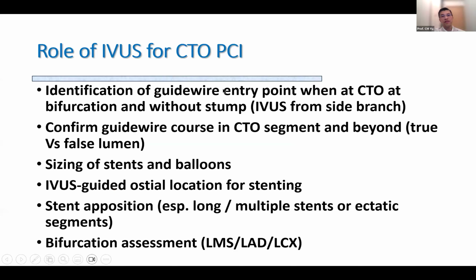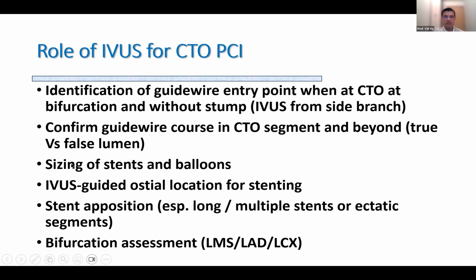So in terms of the role for IVUS for PCI, especially for CTO, I think it's very helpful because it can help to identify the guidewire entry point when CTO at the bifurcation is without a stump. In that case, we can actually put the IVUS into the side branch and then try to locate where the stump is and perform the puncture to engage into the proximal cap. We can also confirm the guidewire course in the CTO segment and beyond after pullback and decide whether there's any region that has entered into the false lumen.